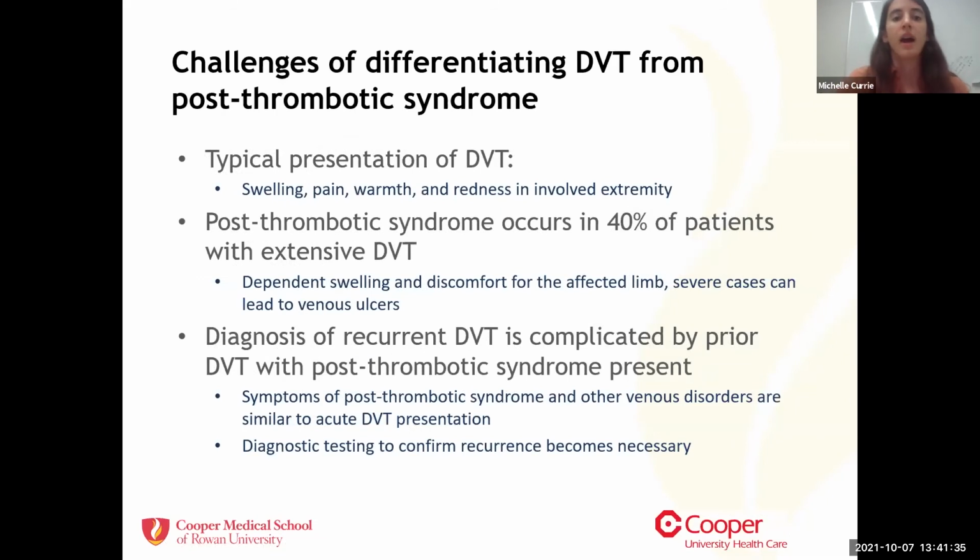The challenge of differentiating a DVT from post-thrombotic syndrome can be difficult because the symptoms really overlap. Typical presentation of a DVT is swelling, pain, warmth and redness in the involved extremity. Post-thrombotic syndrome typically occurs in 40% of patients who had a DVT, and those symptoms will include dependent swelling and discomfort of the affected limb. In severe cases, it can lead to venous ulcers as well.